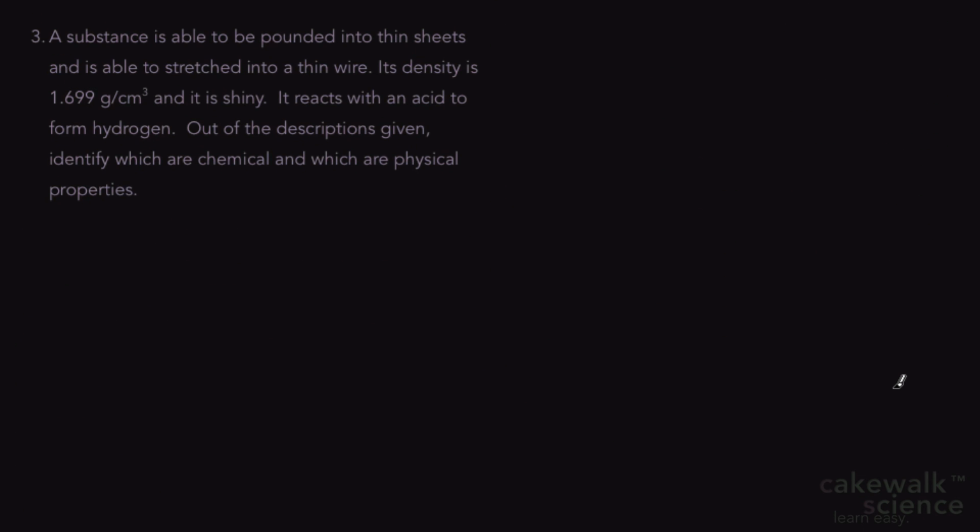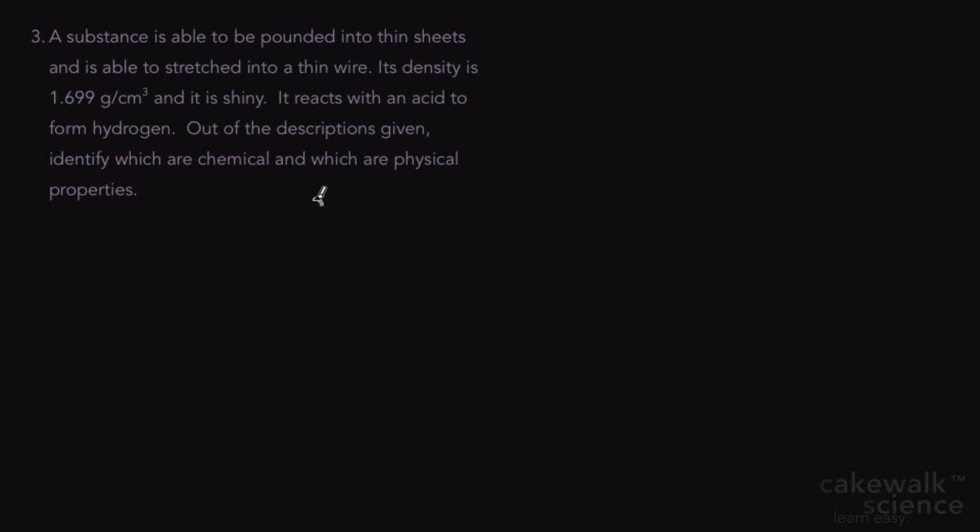And lastly, we have number 3. A substance is able to be pounded into thin sheets and is able to be stretched into a thin wire. Its density is 1.699 grams per cubic centimeter, and it is shiny. It reacts with an acid to form hydrogen. Out of the descriptions given, identify which are chemical and which are physical properties.